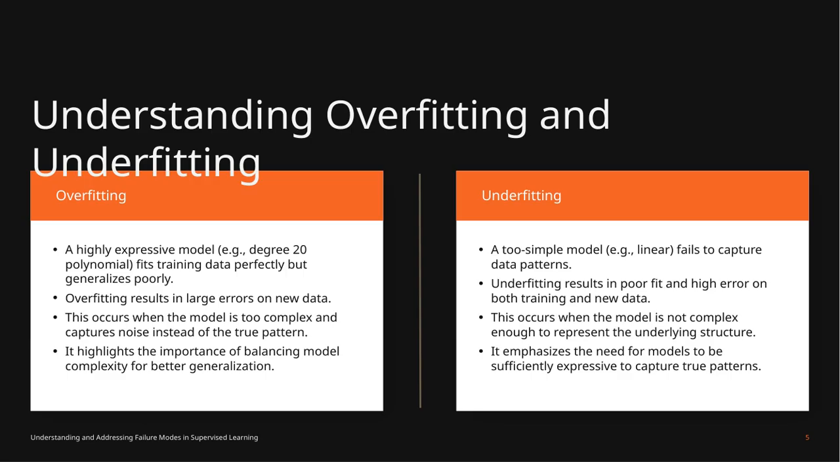A model that's too simple, on the other hand, may fail to capture the underlying data patterns altogether. For example, a linear model might be too simplistic if the true relationship is more complex. This results in underfitting, where the model performs poorly on both the training data and new data because it can't adequately represent the underlying structure. So the key takeaway here is that selecting the right level of model complexity is vital. We want a model that's expressive enough to learn the true patterns, but not so complex that it starts to memorize noise. This balance helps us achieve better performance and more reliable predictions across different datasets.